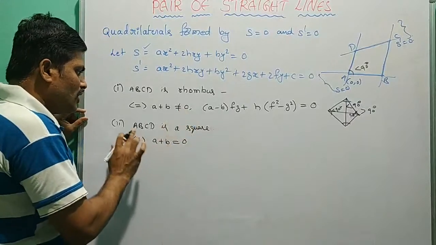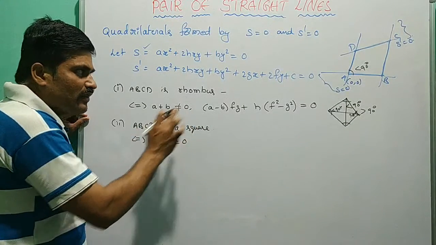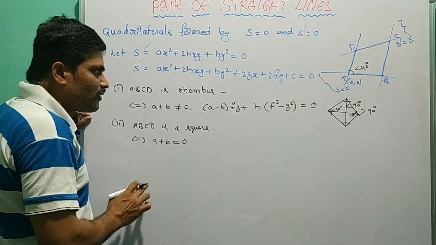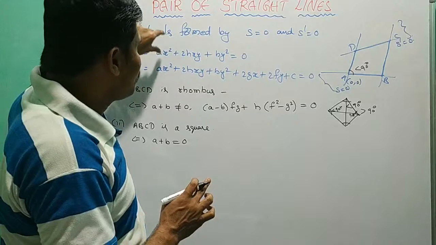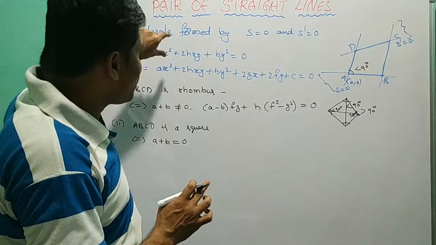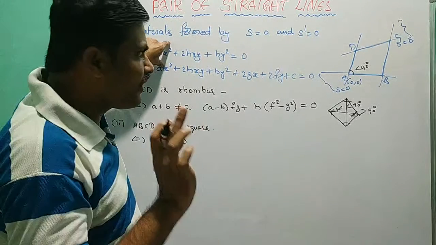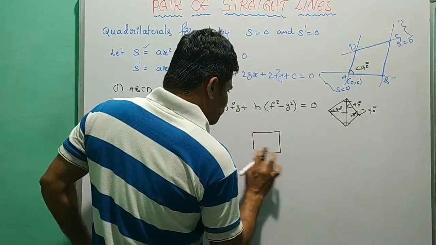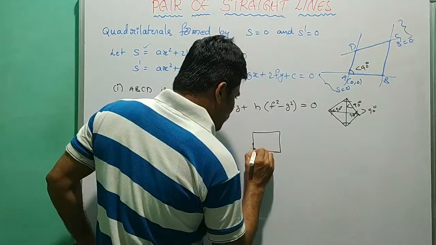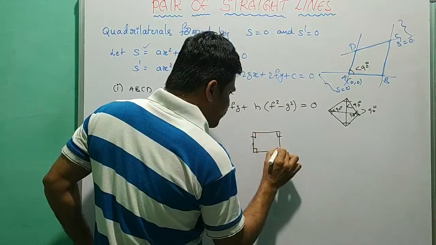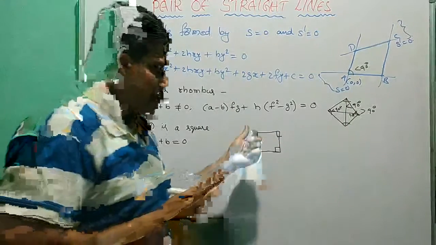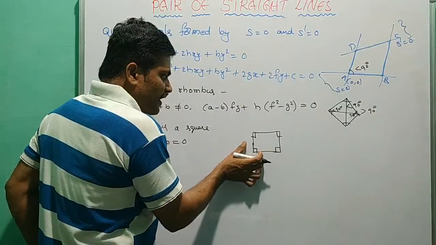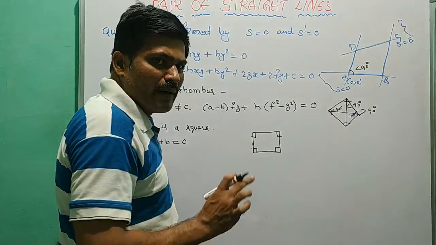And also here in the square, in this quadrilateral, that is a square. Now a plus b equals 0. We take any pair of lines that is perpendicular to each other. That means we have to observe the angle between any two adjacent sides, compulsory, that means a pair of straight lines that are perpendicular to each other.